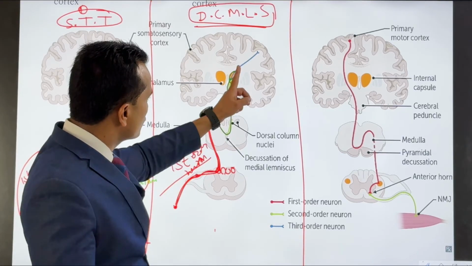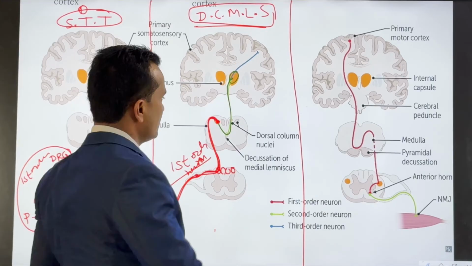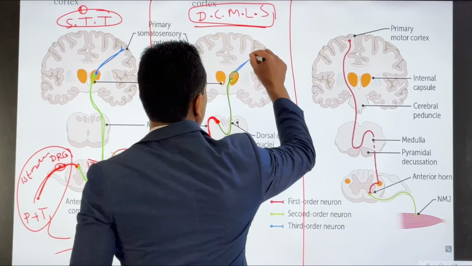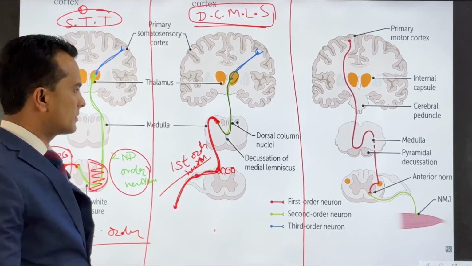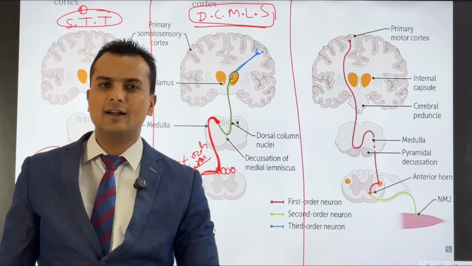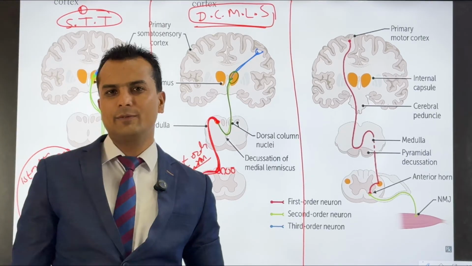Then it's going to synapse in the VPL thalamus, and then it's entering the cortex. Here you can see, this is your third order neuron after the thalamus. So I hope you understood the first, second, and then third order neuron of the dorsal column medial lemniscus system.